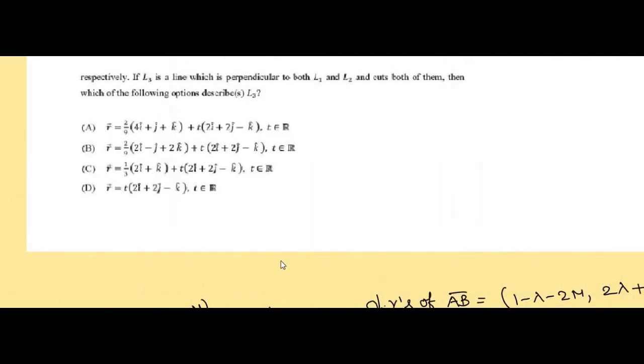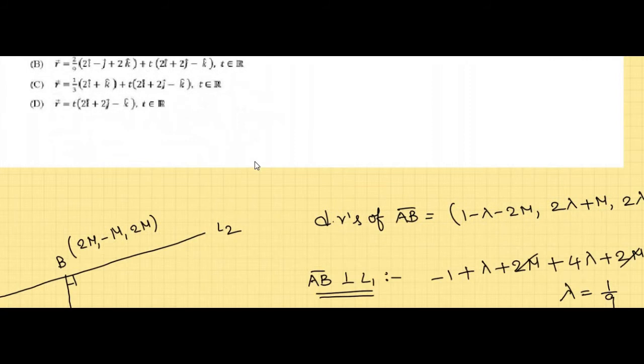Everybody knows that a vector perpendicular to two given vectors is nothing but the cross product of these two vectors. All options have the same direction, so there is no need to find it. It has to be 2i cap plus 2j cap minus k cap, parallel to the cross product of these two vectors. So I just need to find a point in order to write the line equation. As we know, r bar is equal to a bar plus lambda b bar, where b bar is 2i cap plus 2j cap minus k cap.